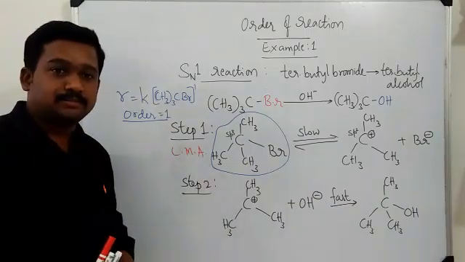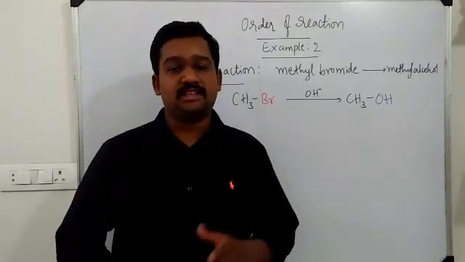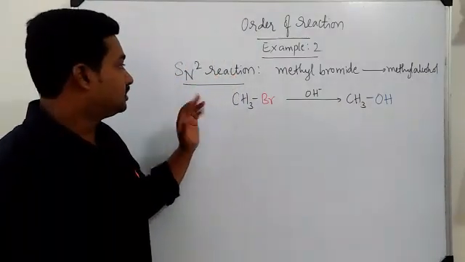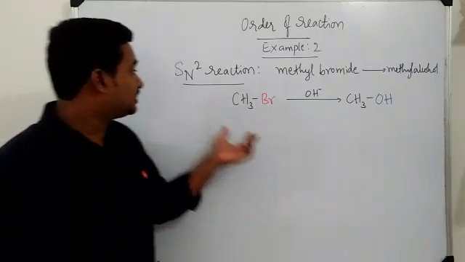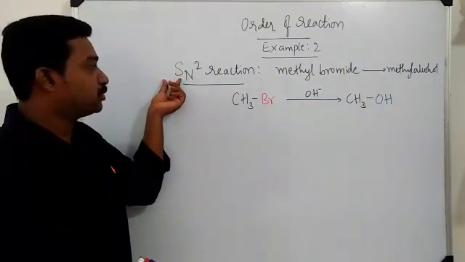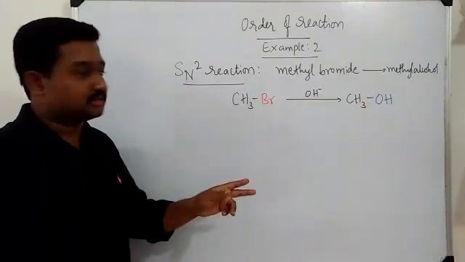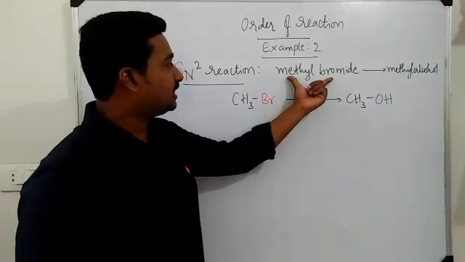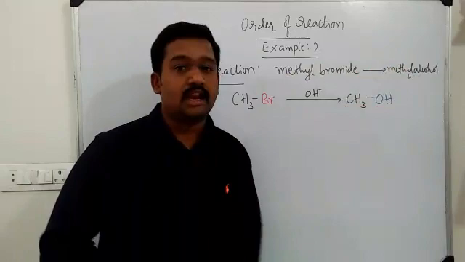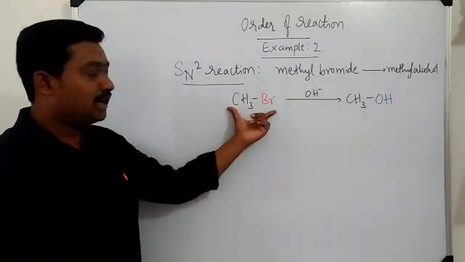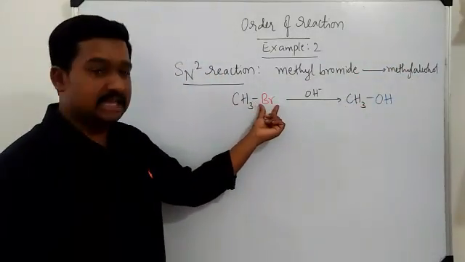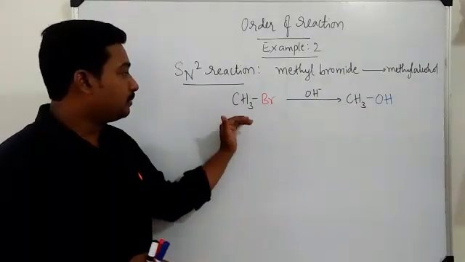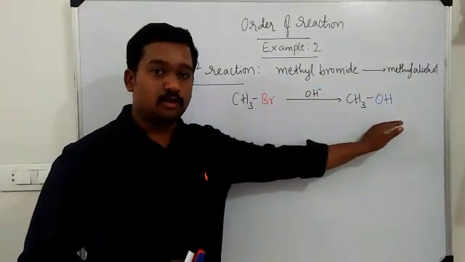Let us see another example. Now let's see example 2, that is SN2 reaction. Just as in the first case, this is called nucleophilic substitution second order reaction. This has an example like this. Methyl bromide is converted into methyl alcohol. Methyl bromide, once again, Br is the leaving group and OH minus is the attacking nucleophile. So from methyl bromide we get methyl alcohol.